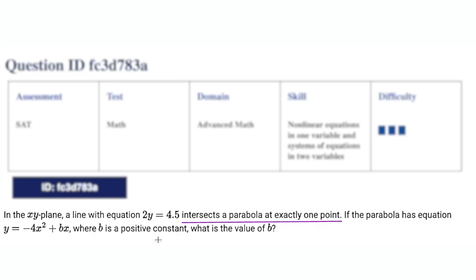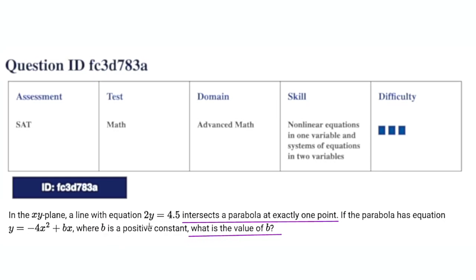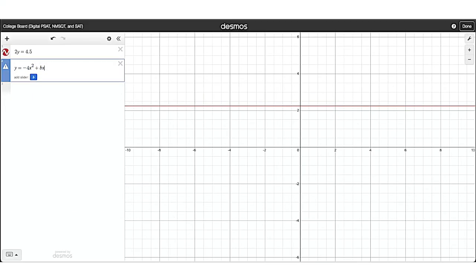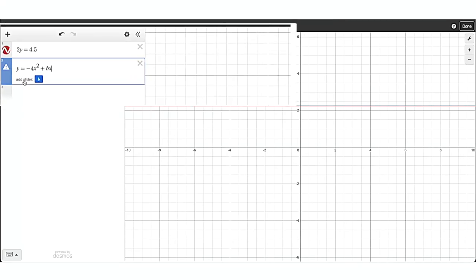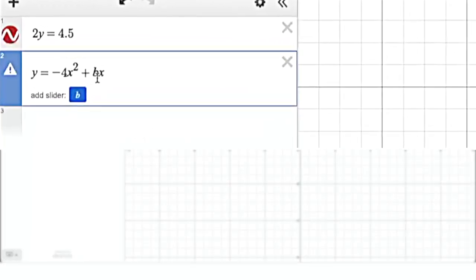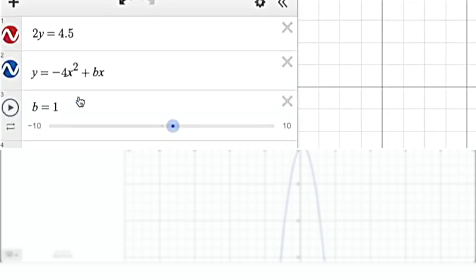If the parabola has equation where b is a positive constant, what is the value of b? Okay, so we know that we're looking for b, and we know that we're looking at an intersection at the vertex. So let's go to Desmos and plug these in. All right, so I've plugged them both in, and if you're not familiar with Desmos, it's saying add slider b. Because we're using a constant here, anytime you use a letter other than x or y, it's going to ask you to add a slider, and a slider is basically going to let us choose a value for b.